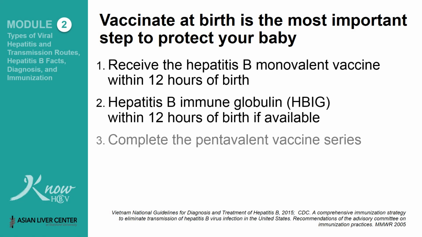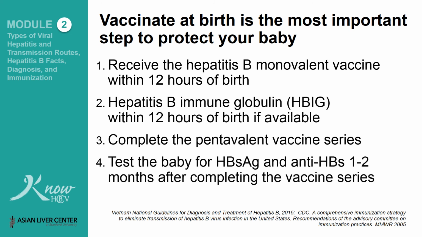It is very important that your baby receives a dose of hepatitis B monovalent vaccine and, if available, a dose of hepatitis B immune globulin (HBIg) within 12 hours of birth when the baby is stable and after routine newborn care, including checking for breathing, cord cutting, and breastfeeding. Newborns must complete the vaccination series with the pentavalent vaccine at ages 2 months, 3 months, and 4 months. This is over 95% effective in preventing your baby from becoming infected.